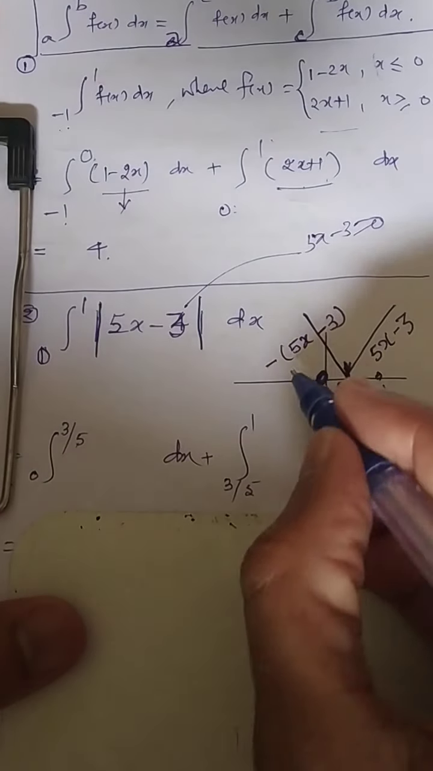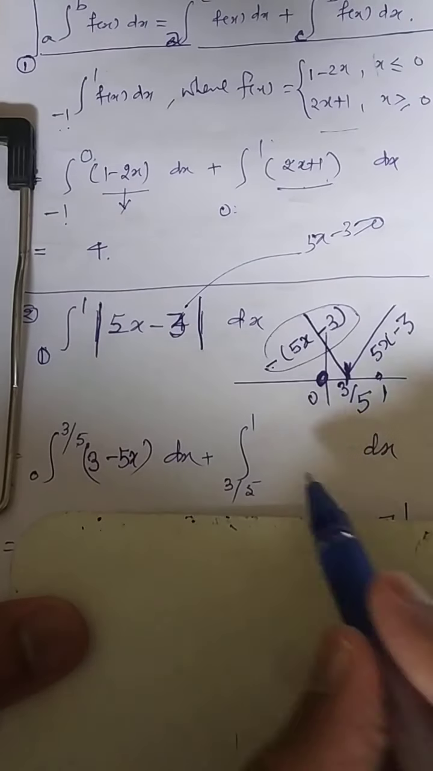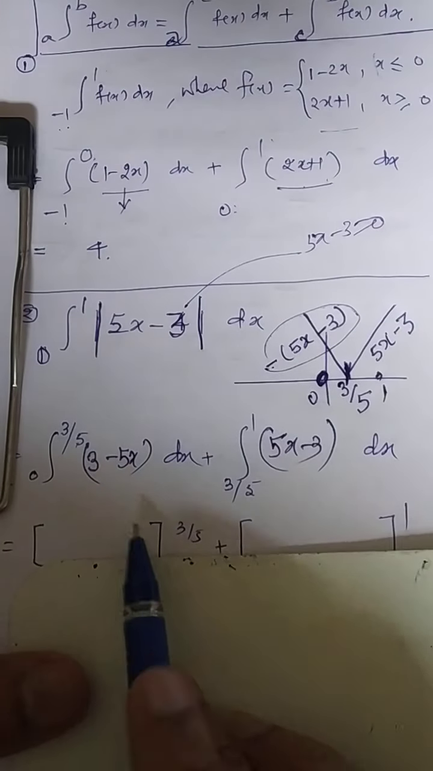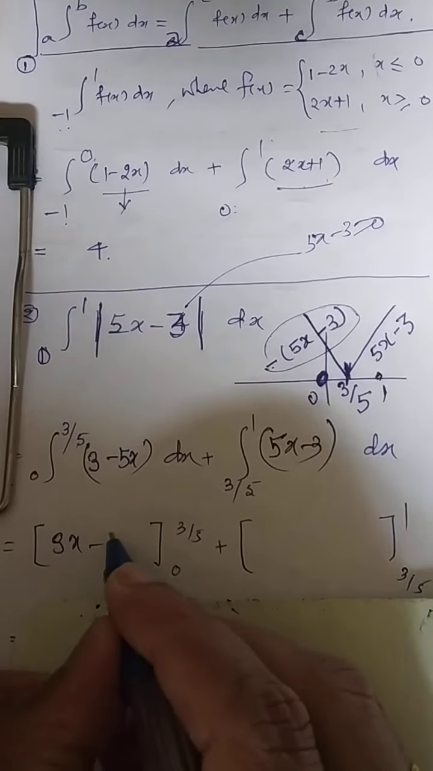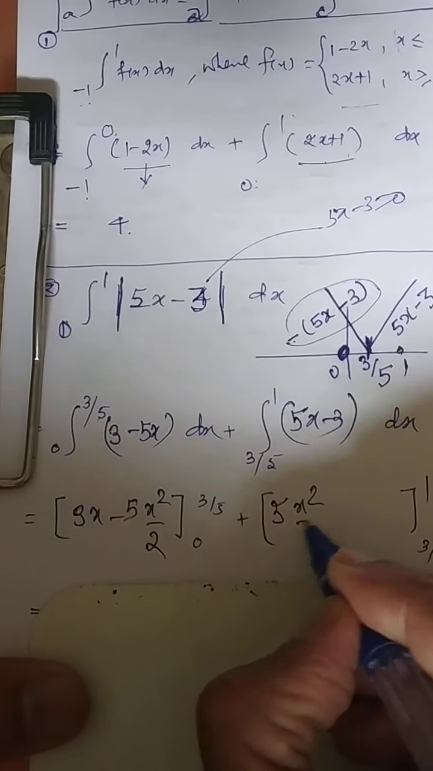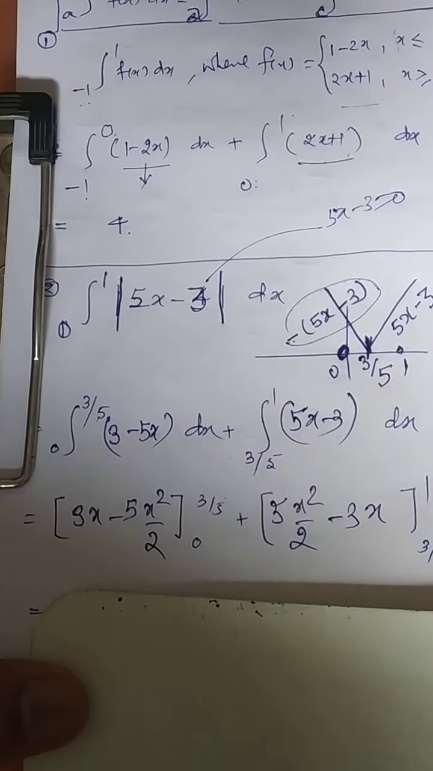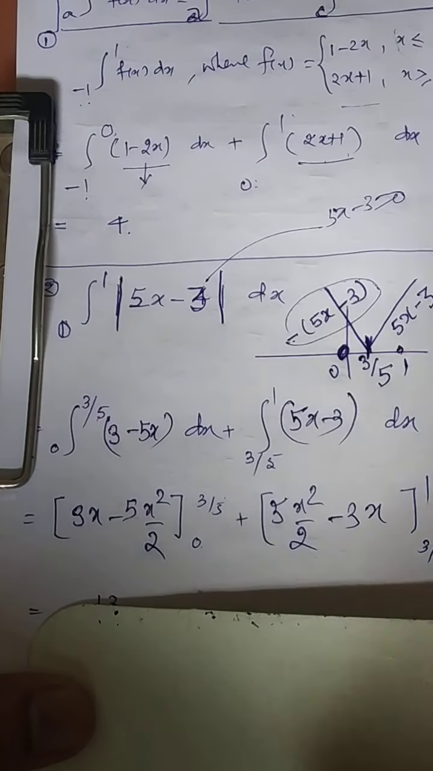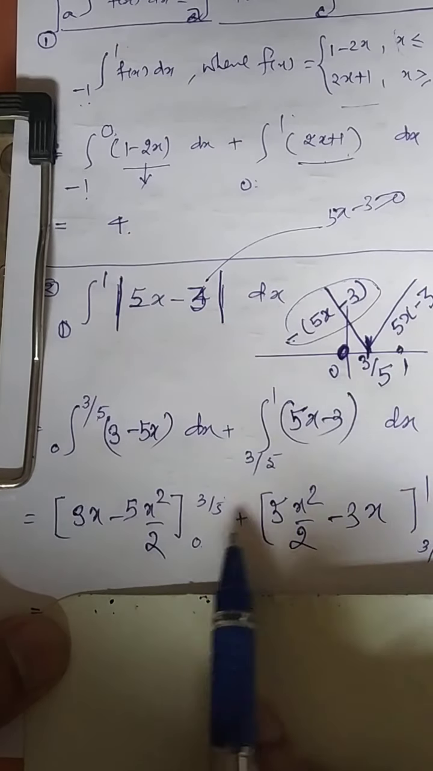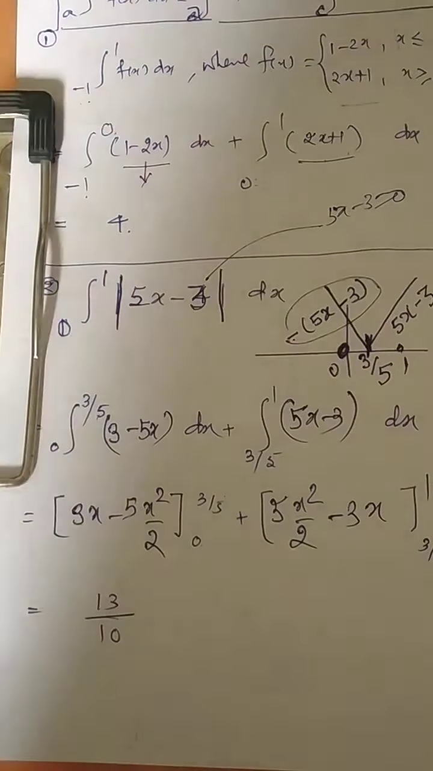Now for 0 to 3 by 5 the expression can be written as 3 minus 5x, whereas here it will be 5x minus 3. Now you know the integration of this. It will be 3x minus 5 x square by 2. Integration of this will be 5 x square by 2 minus 3x. For this expression the lower limit is 0, upper limit is 3 by 5. For this expression lower limit is 3 by 5, upper limit is 1. Replace that, simplify and get the solution. In the first one, replacing 0, 0 will be there. Simplify, check whether the answer is coming 13 by 10.